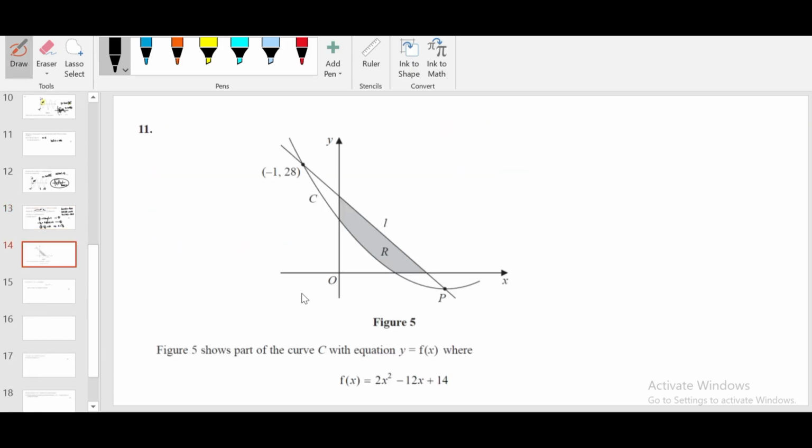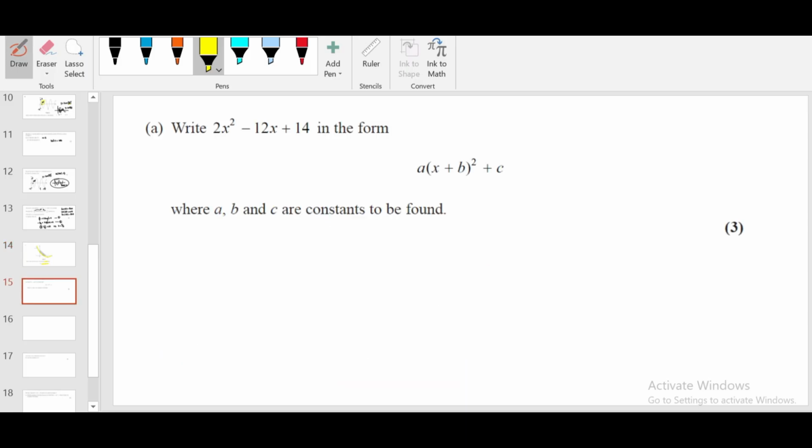Question number 11 now. We have a figure given. Figure 5 shows part of the curve with the equation f of x, which is a quadratic curve, and a straight line also. Part A says write the quadratic in this form. That's just completing the square actually.